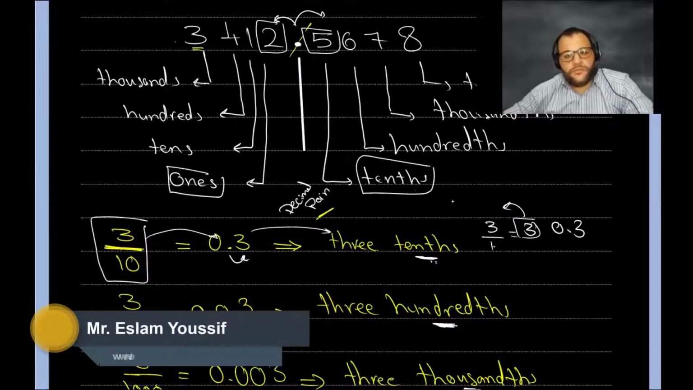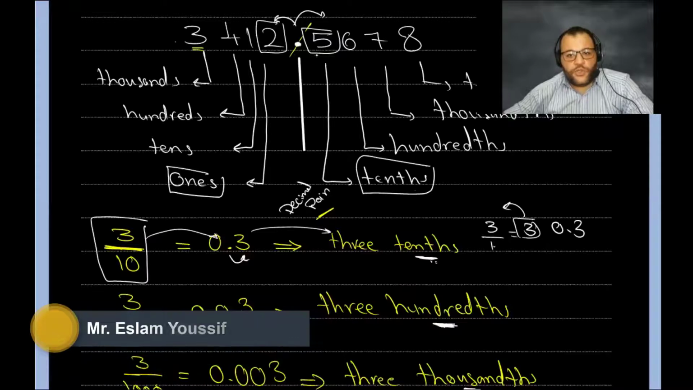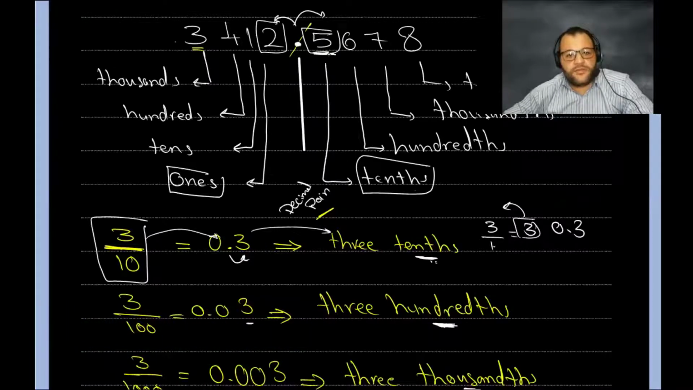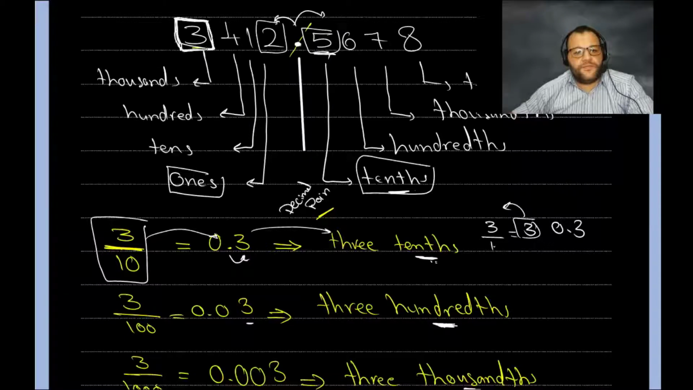When you read it, is it 3 ones or 3 tenths? I read it 3 tenths. So this number, the first number, in which place? In the tenths place. Yeah. Can you read this number? Number 4. Okay. 3 in which place? In the thousands. So its value will be 3,000.